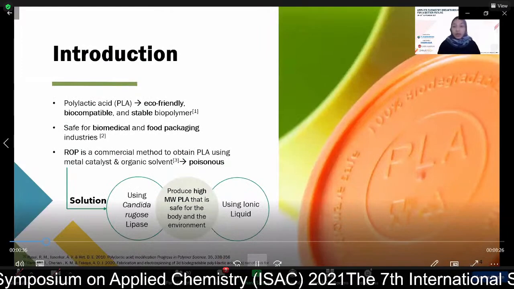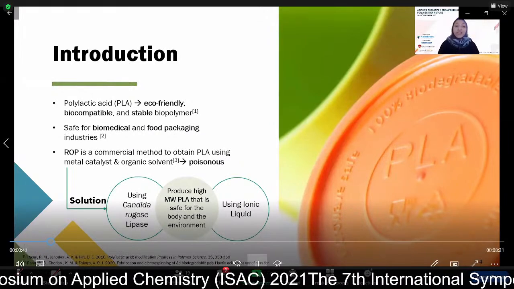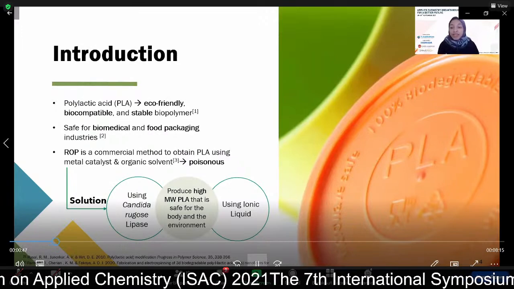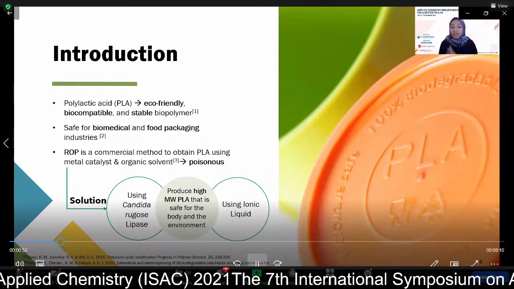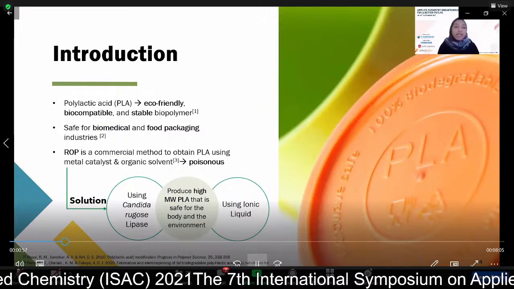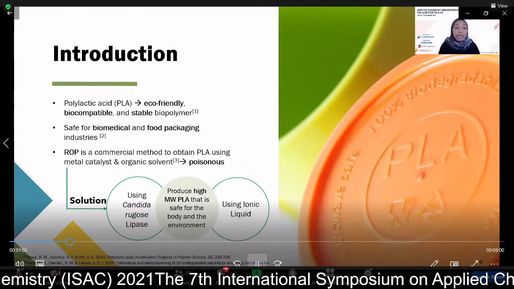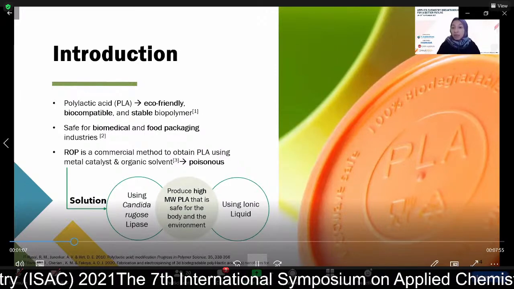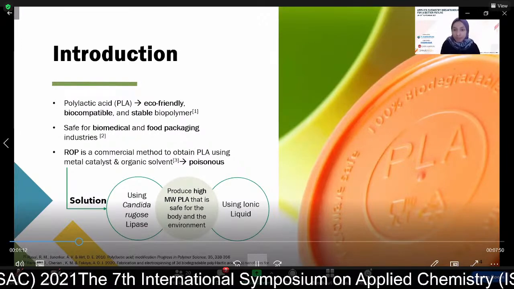We all know that plastic is one of the most used materials in our daily life because of its durability and elasticity. Recently, biopolymers have attracted more attention due to the environmental concern and sustainability issues associated with petroleum-based polymers. One promising biopolymer is polylactic acid, or PLA, because it is eco-friendly, biocompatible, and stable. PLA is also safe for the biomedical and food packaging industry because it degrades by non-enzymatic hydrolysis in the human body, and its byproduct is eliminated through normal cell metabolism.